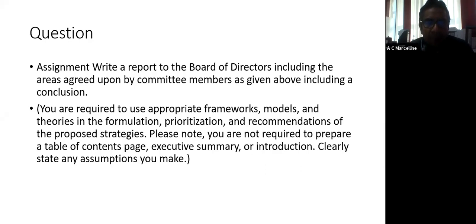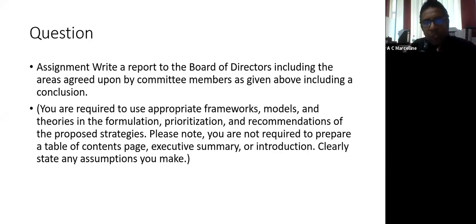So probably the committee members would have agreed on certain conditions, right? Write a report to the board of directors, including the areas agreed upon by the committee members as given above, including a conclusion. Very interesting. So that means they would already have agreed what to be done. Already they have agreed certain things that they are going to do. We don't know that because it is unseen. So I'm going to keep that in mind.